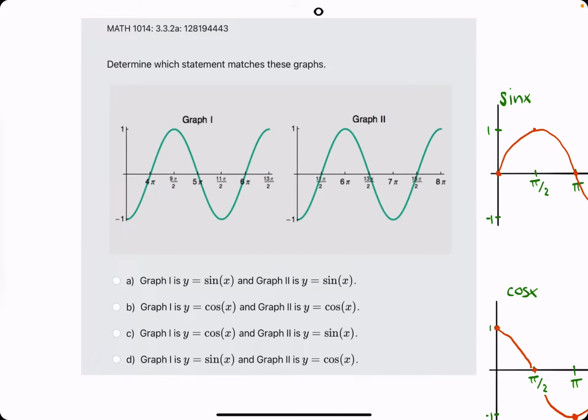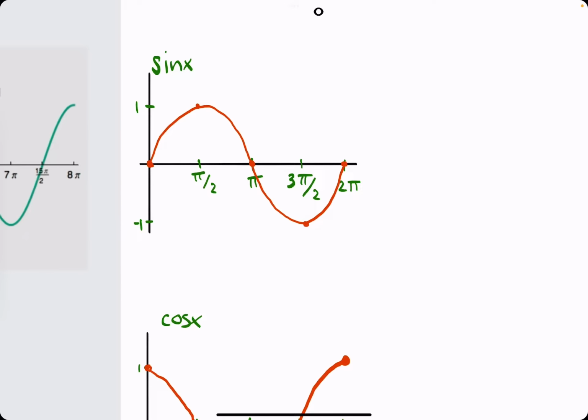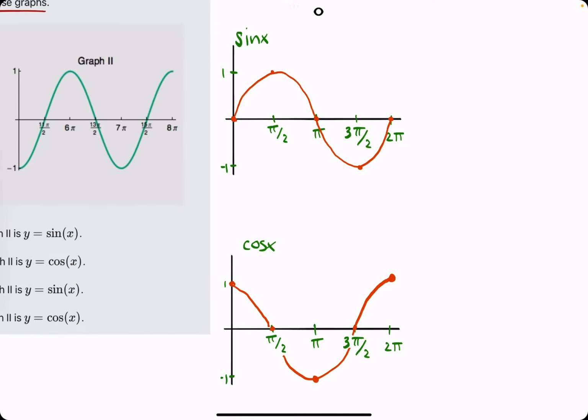Okie dokie. In this problem, they say determine which statement matches these graphs. And so the main goal is really just identifying, are we given graphs of sine or cosine on each graph? It might help to understand a little bit about the basics of sine and cosine.